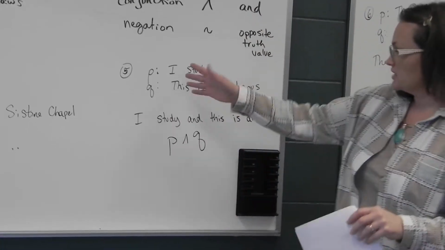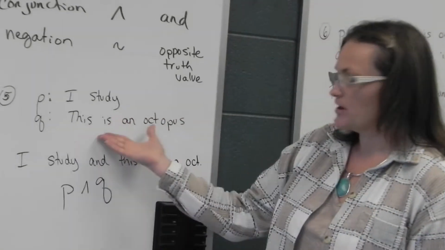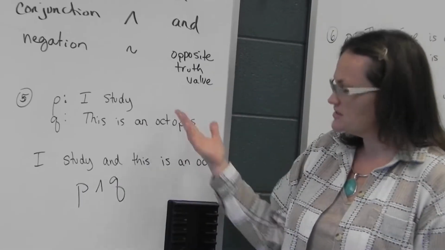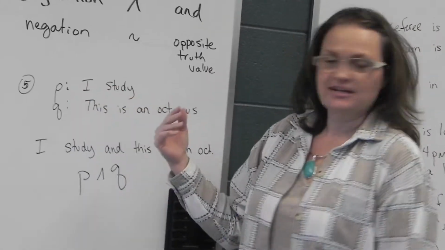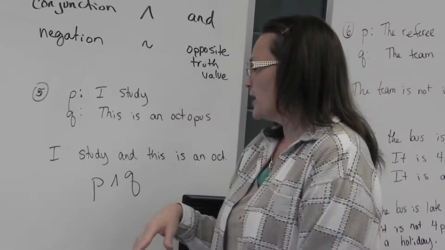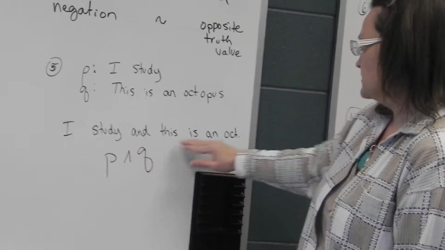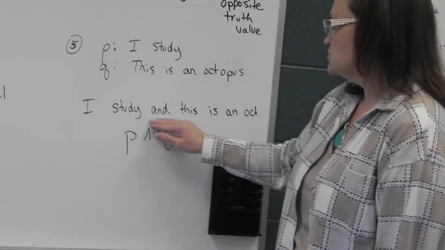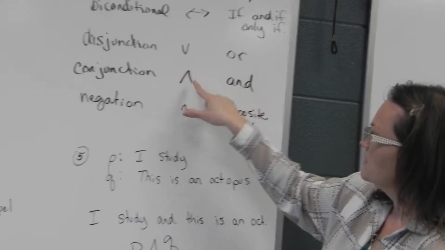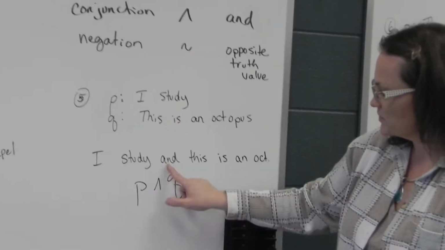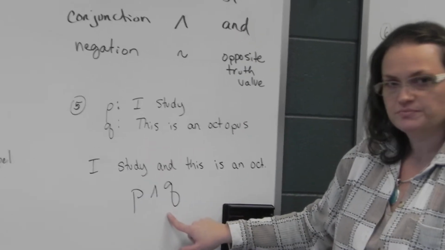Okay, number 5. So we have 2 statements again. Again, don't judge the statements. And I think they're trying to make this point with statement Q that this is an octopus, just a statement. And P, I study. 2 things do not seem related in any way, but we're asked to do that as an and. I study, and this is an octopus. So to use the and symbol from our chart above, remember and is the inverted V, so that's statement P and statement Q.